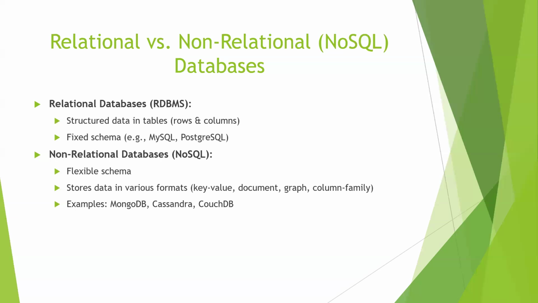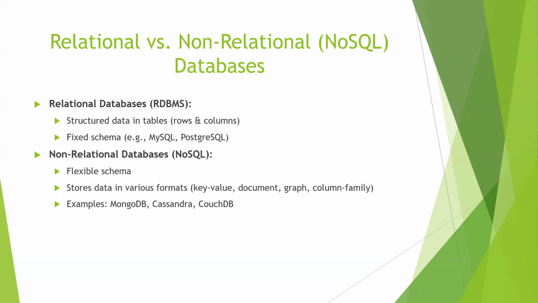What do you mean by non-relational database? That is MongoDB, for example. Here it has a flexible schema and data is normally stored in key-value pairs. For example, the key is the name and the value is Geeta, the name of that particular person. So in this format, the data is stored.